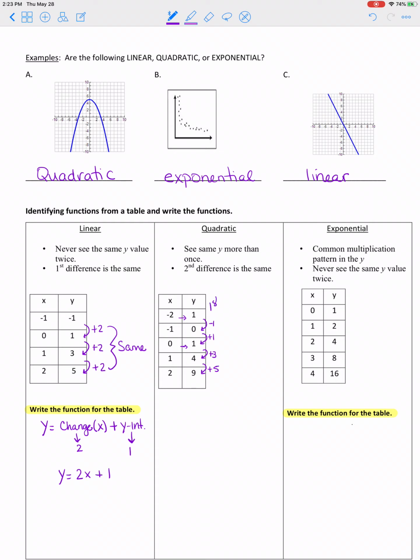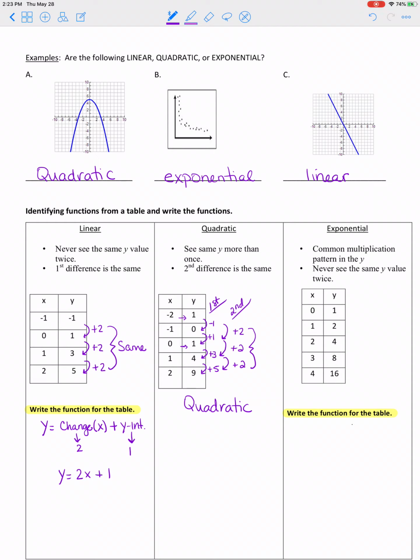This is that first difference. Then what we can compare is that second difference. So from -1 to +1, we went up 2. From +1 to +3, we went up 2. From 3 to 5, we went up 2. This is that second difference, which is the same. So this would be a quadratic function.